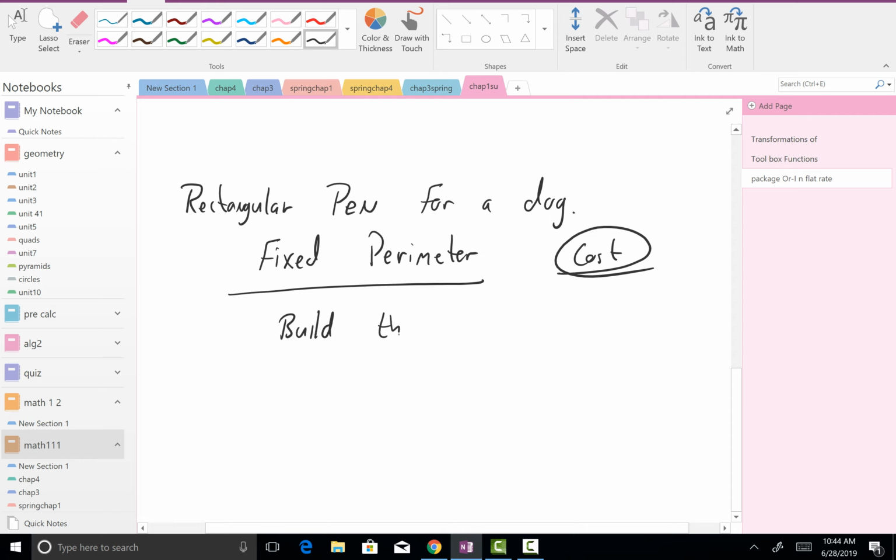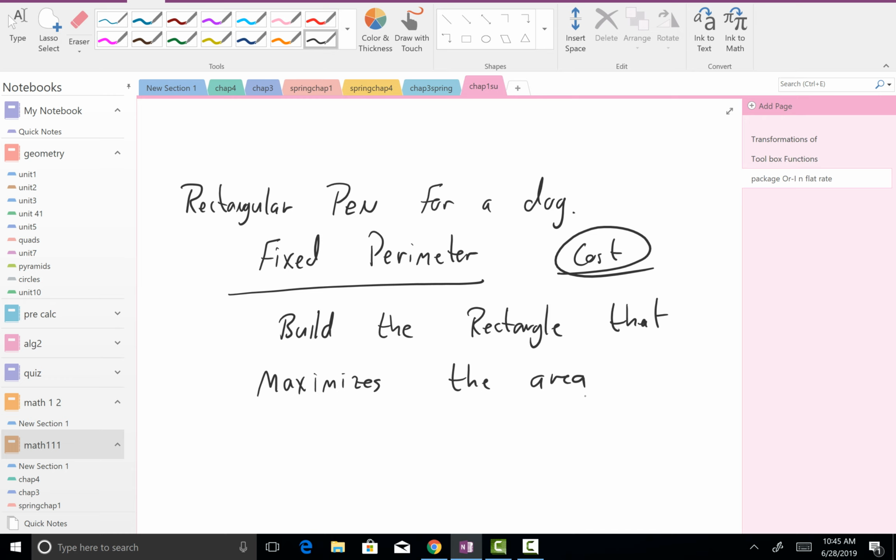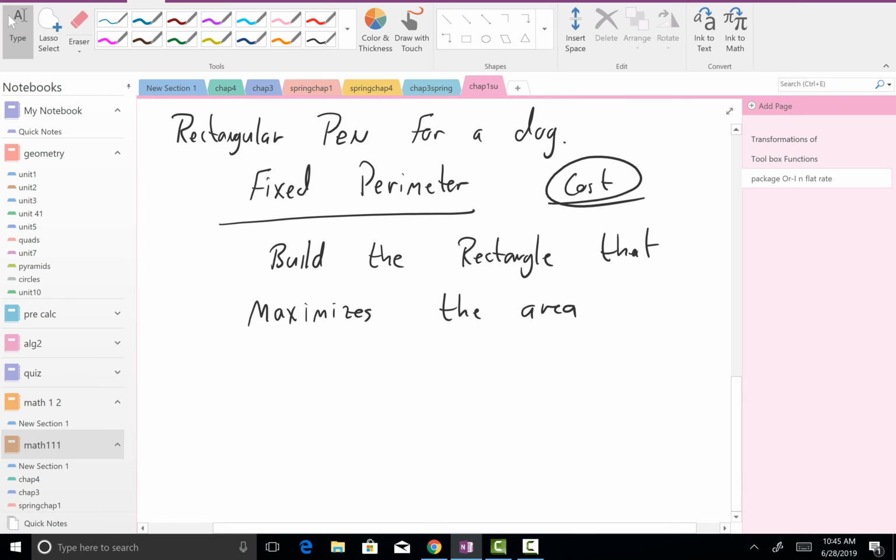Okay. All right. So what we want to do is build the rectangle that maximizes the area. All right, so we want to find the rectangular shape that's going to maximize the area. Okay, so again, this is something you probably have seen before.